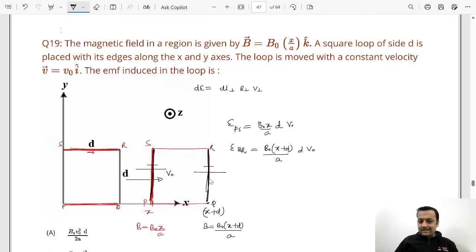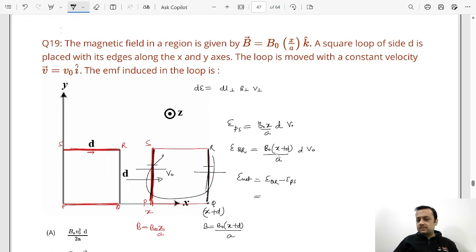So the net EMF induced in this whole loop will be this value minus this value. Because if I start from R, this much potential rises, and then this much potential drops. So do not add these potentials. They are in the opposite sense. So E net will be E of QR minus E of PS.